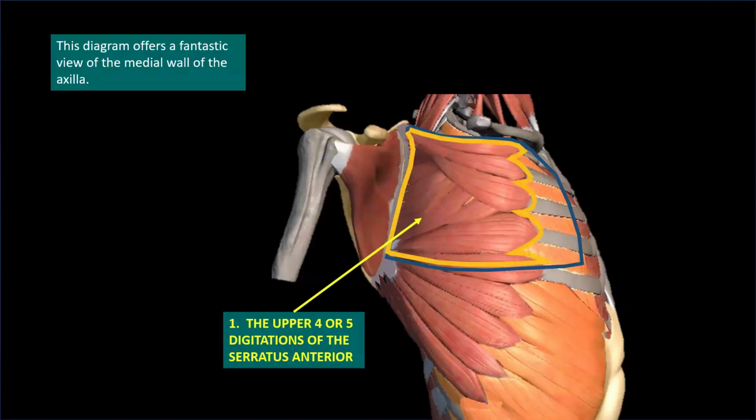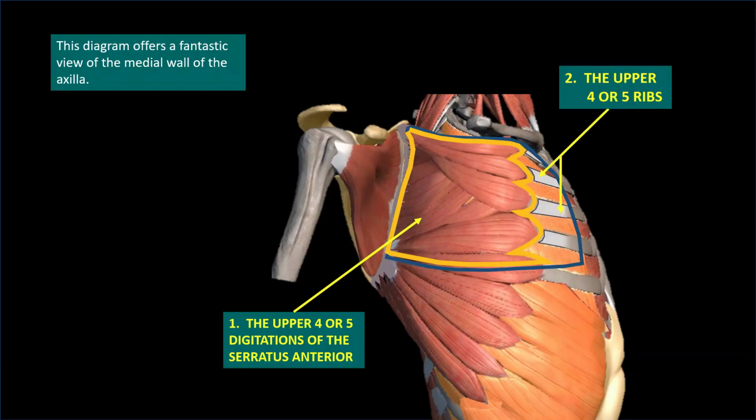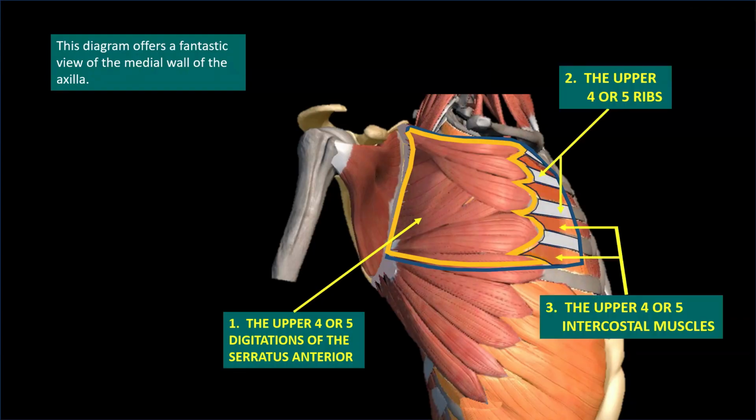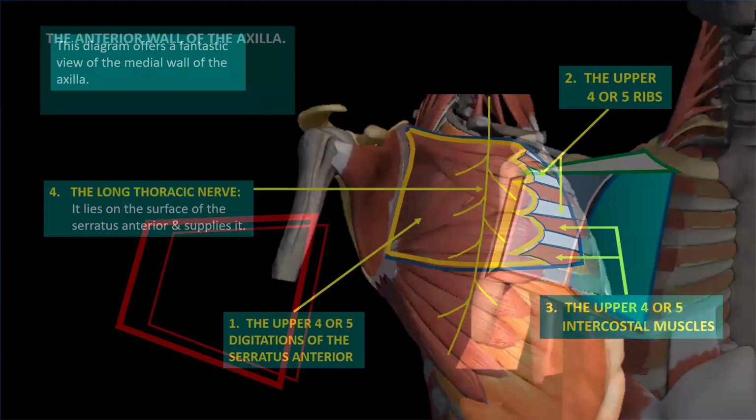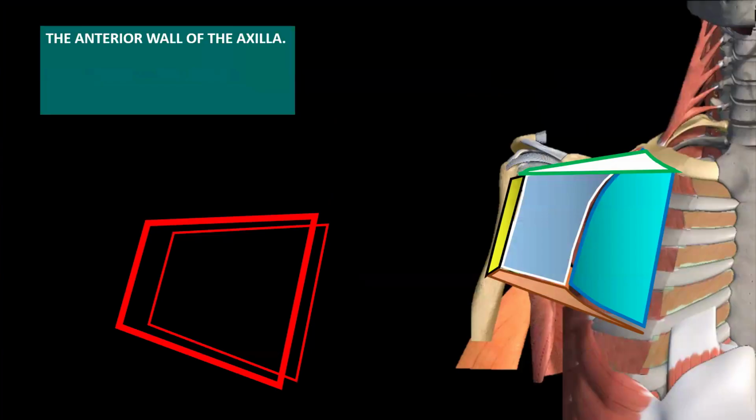1. The upper 4 or 5 digitations of the serratus anterior. 2. The upper 4 or 5 ribs. 3. The upper 4 or 5 intercostal muscles. 4. The long thoracic nerve lies on the surface of the serratus anterior and supplies it. Let's talk about the anterior wall of the axilla.